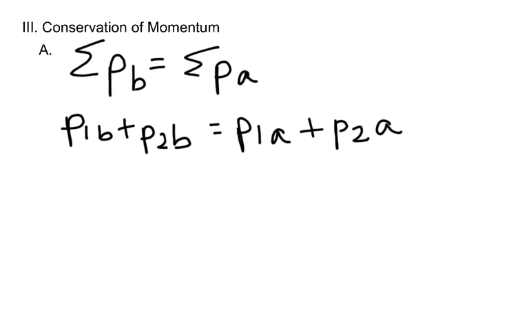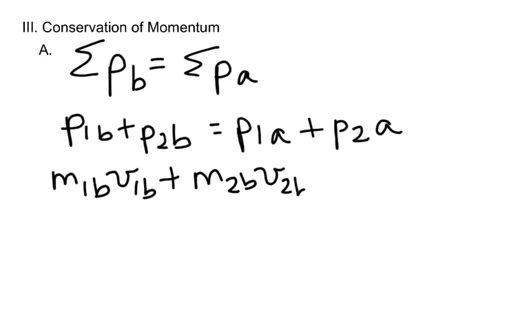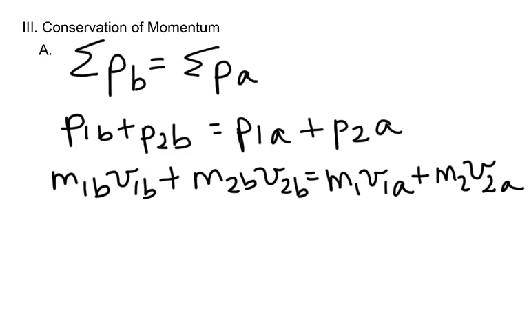Now writing out the formula for momentum, that's the mass of the first object before multiplied by the velocity of the first object before plus the mass of the second object before multiplied by the velocity of the second object before. That's equal to the mass of the first object multiplied by the velocity of the first object after the collision plus the mass of the second object multiplied by the velocity of the second after the collision.